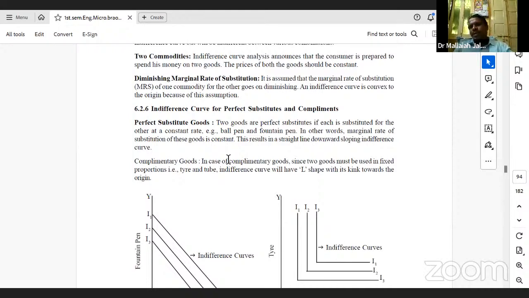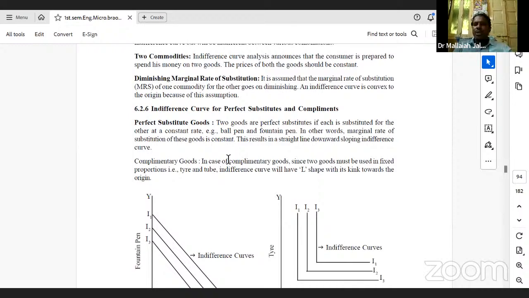What about complementary goods? Complementary goods: if you are purchasing one commodity, you have to purchase another commodity as well. For example, if you are purchasing a milk packet, you have to purchase sugar also, right? Without sugar, there is no use of milk, right? At the same time, for complementary goods, car and petrol are the best examples. If you are purchasing a car, at the same time you have to purchase petrol also.